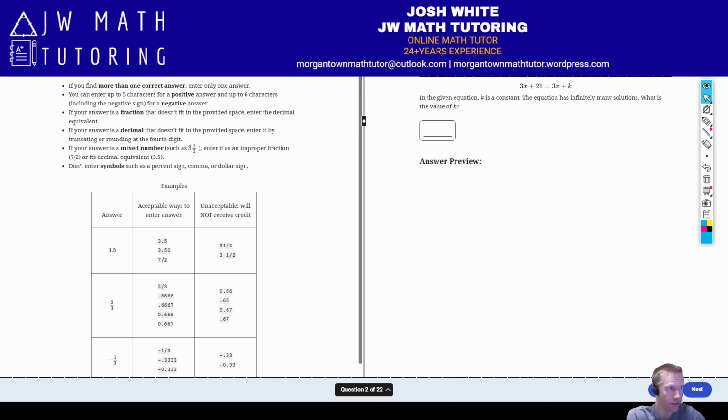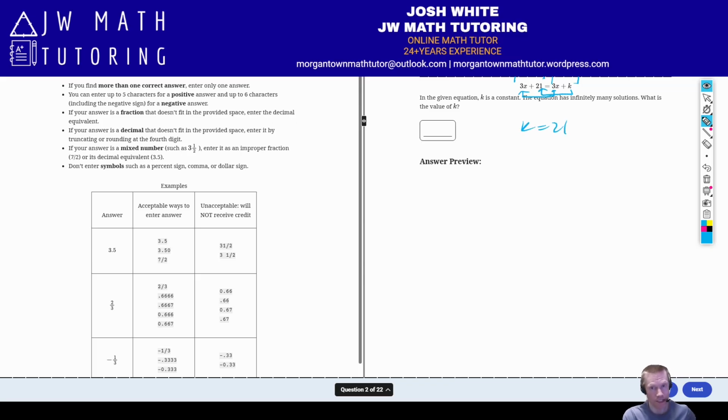All right, so the quickest, fastest, easiest way to solve this is to recognize that for this to be infinite solutions, the left side has to be identical to the right side. So that's already true for the x parts, 3x and 3x. That means k has to equal 21.